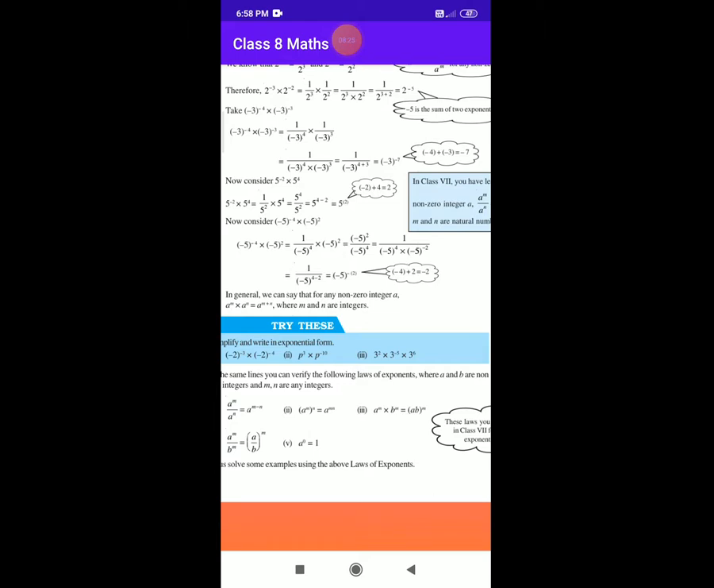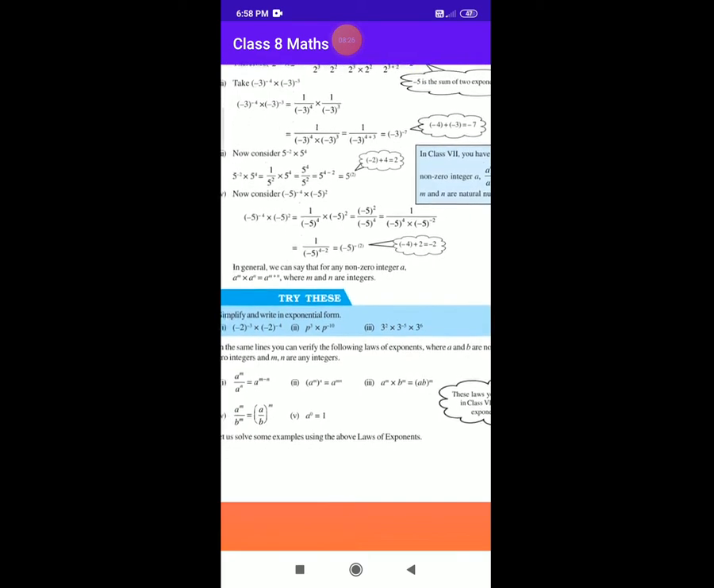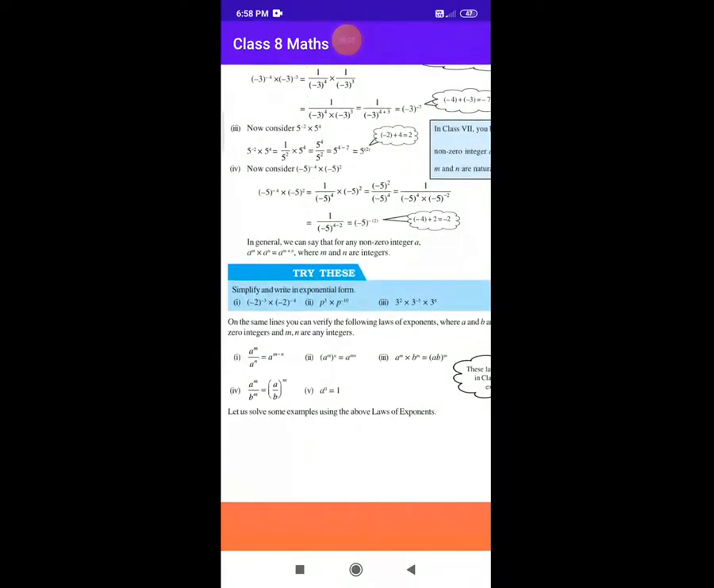Now consider 5 raised to minus 2 multiplied by 5 raised to 4. So 5 raised to minus 2 multiplied by 5 raised to 4 is equal to 1 upon 5 square multiplied by 5 raised to 4, which is equal to 5 raised to 4 upon 5 square, equal to 5 raised to 4 minus 2. We get 5 raised to 2, because minus 2 plus 4 is equal to 2.